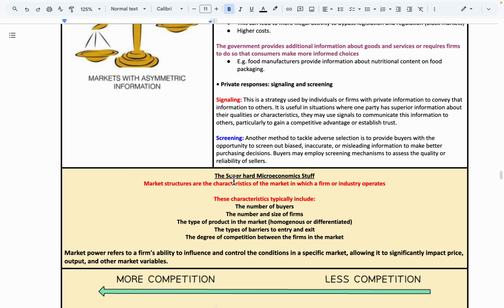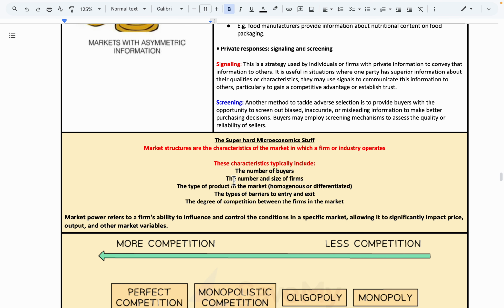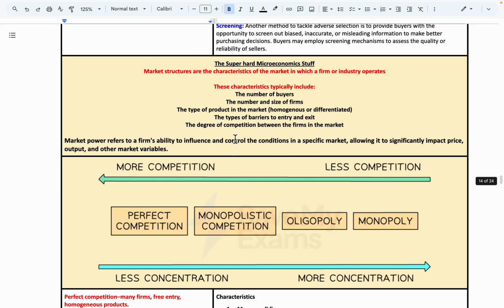Okay. Screening is another method to tackle adverse selection, which is to provide buyers with the opportunity to screen out biased, inaccurate, or misleading information to make better purchasing decisions. So buyers may employ screening mechanisms to assess the quality or reliability of sellers.